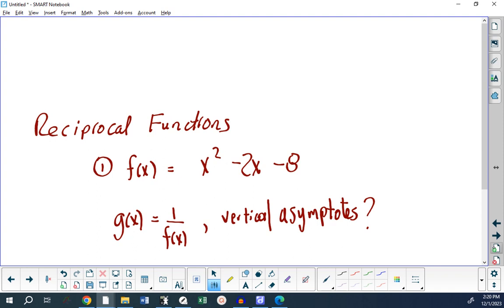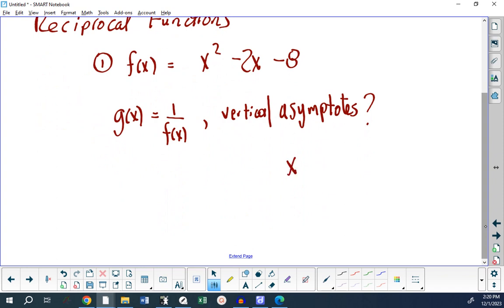I'm not going to ask you to sketch these things. Man, they're a pain, aren't they? You've got to draw those curves through those invariant points and all that. Where are the vertical asymptotes? Wherever the original function is equal to 0, because you can't take the reciprocal of 0. So all you would be doing is solving this equation, and I'll leave it up to you to do that. That's a piece of cake.